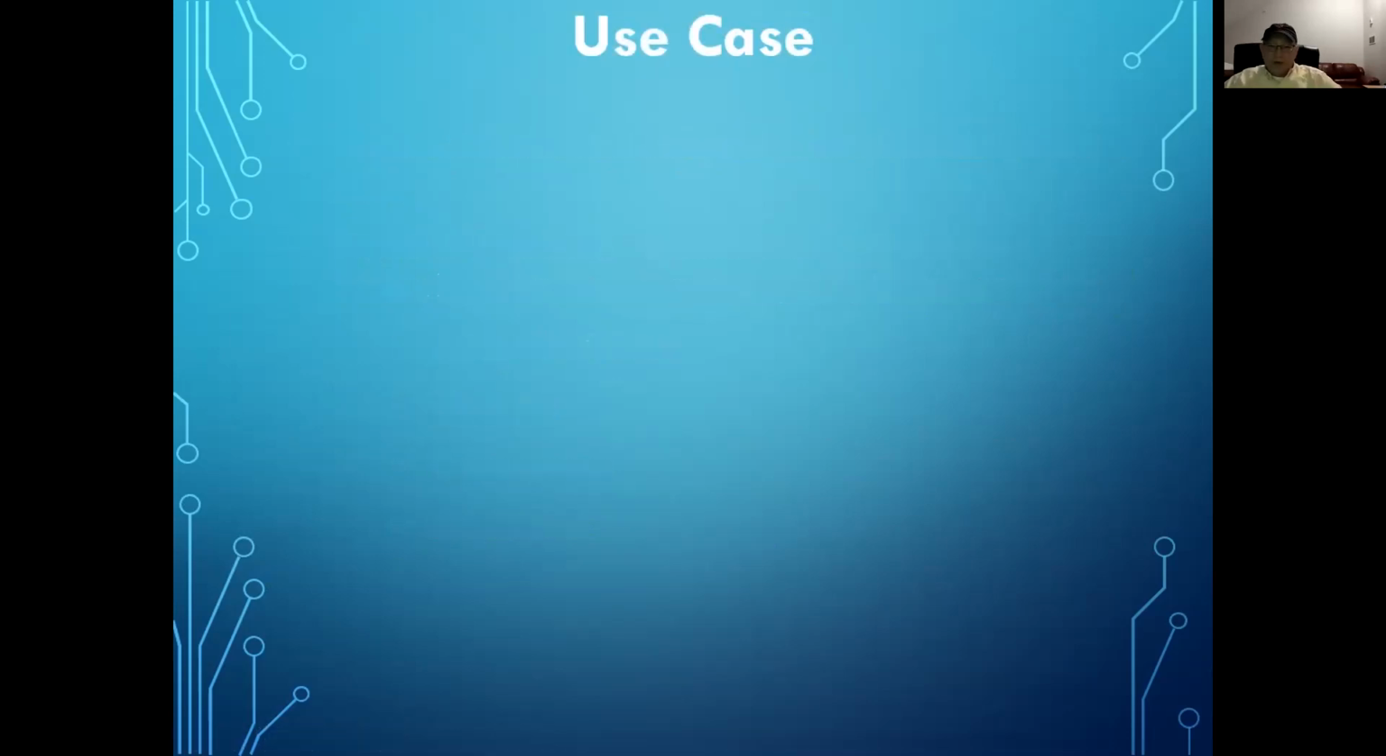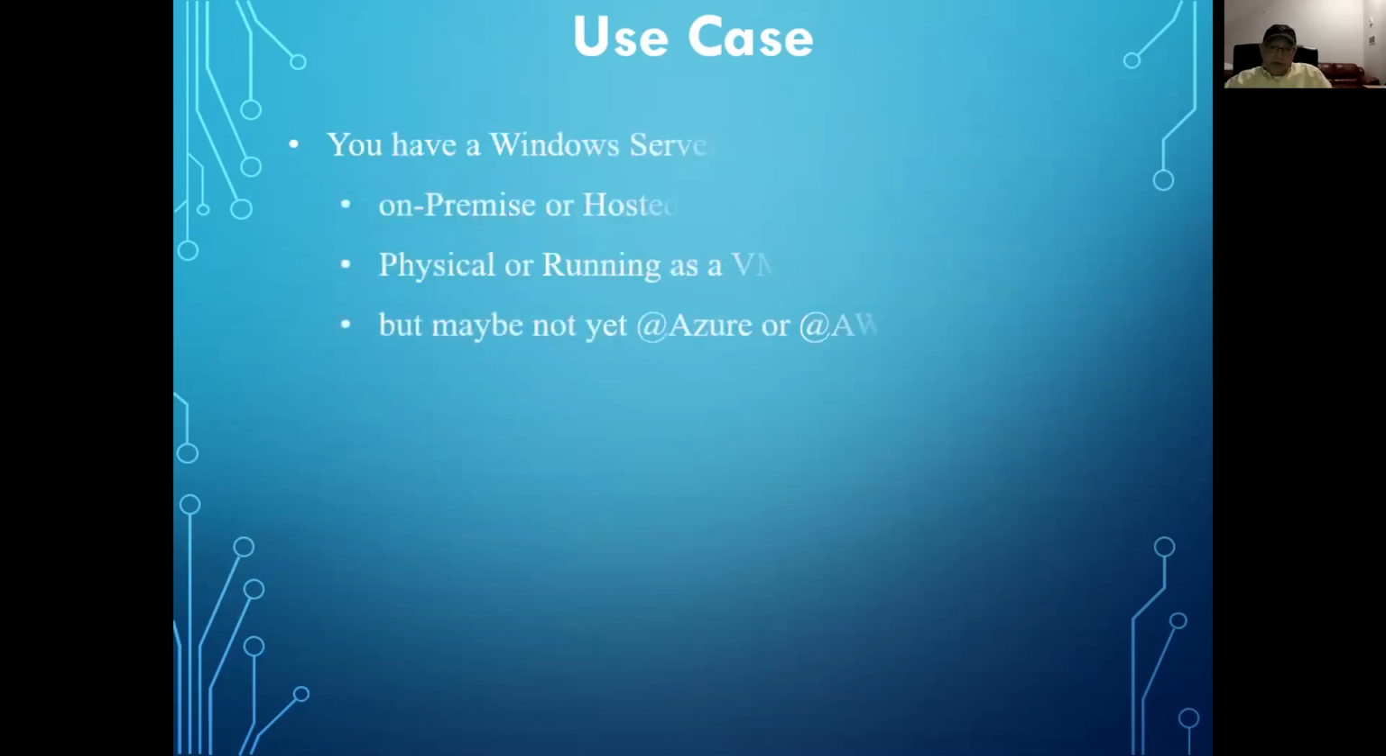So let's continue in the use case mode for a few minutes. So basically, you have a Windows server. It's either on-premise or hosted. It could be physical or running as a VM, and maybe it's not in Azure or at AWS yet.